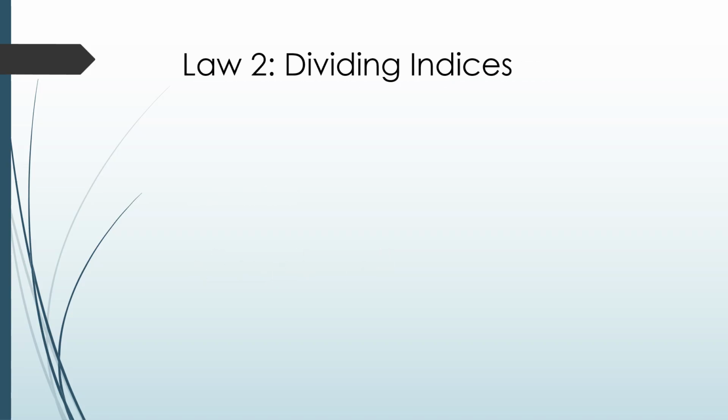Our second index law is dividing indices. When dividing the same variable, we subtract the indices. For example, x to the power of 5 divided by x squared is equal to x to the power of 3. Since 5 minus 2 equals 3, the answer is x to the power of 3.